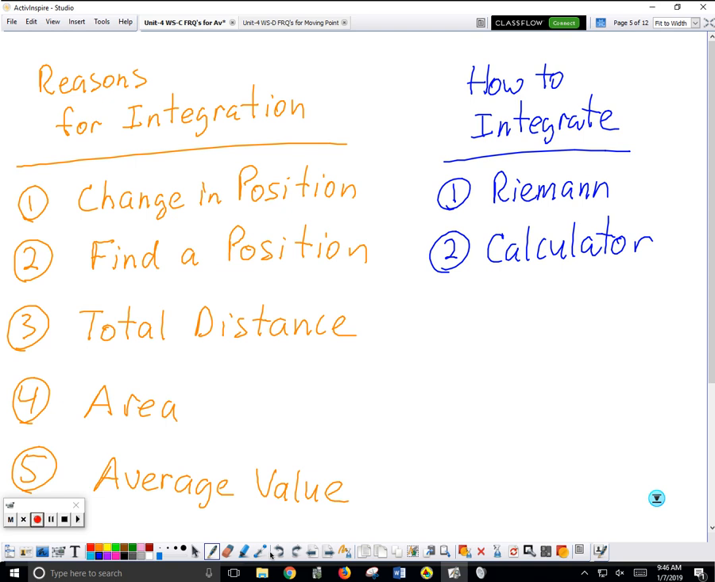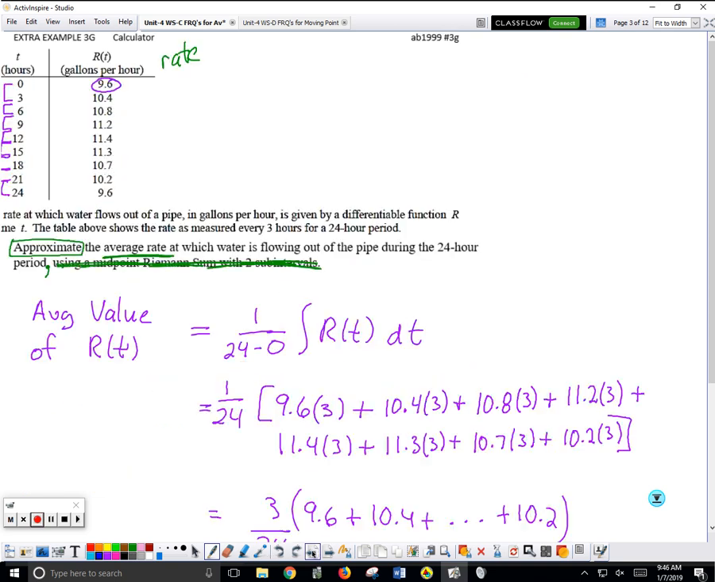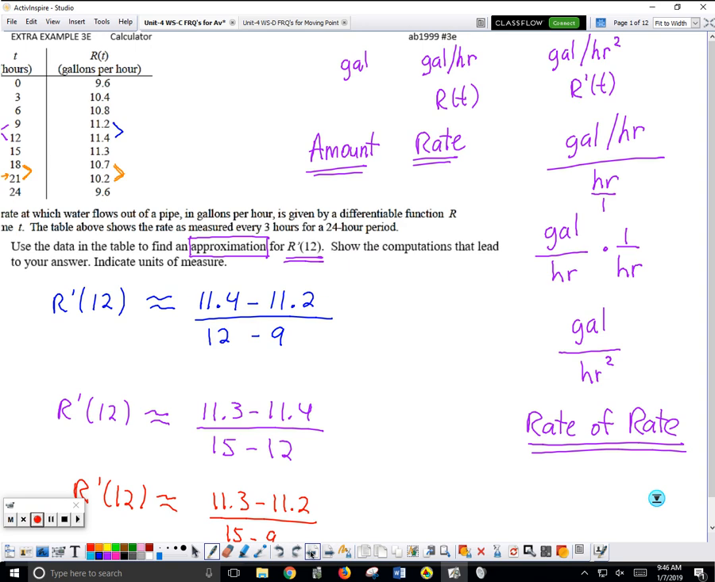Yep. Anybody else? Please. Why was this one gallons per hour, but the other one was hours squared? So back to Danica's chart. They gave me a rate, that's this. They wanted me to find r prime, which means the derivative of this. So they want me to start here and end up here. So these units had to be gallons per hour per hour.